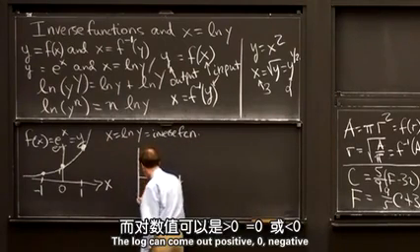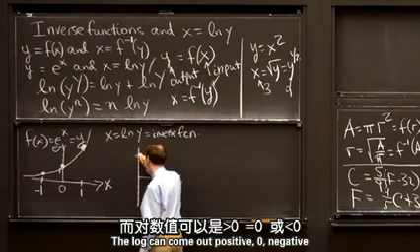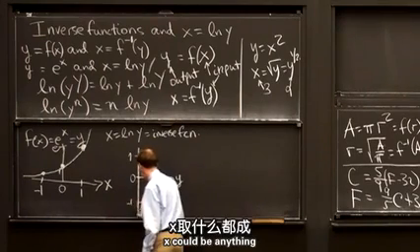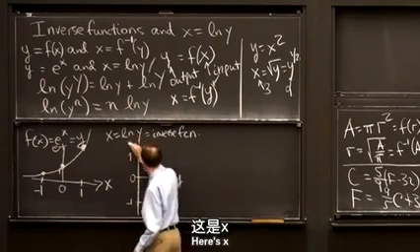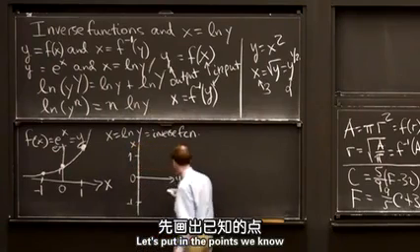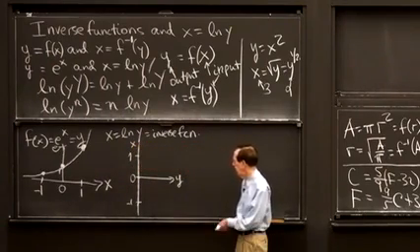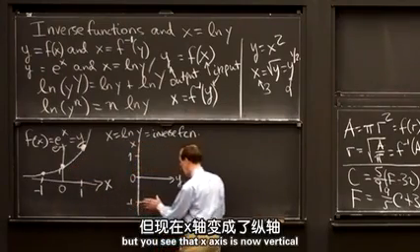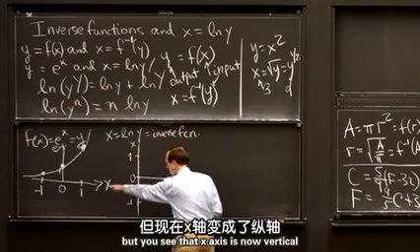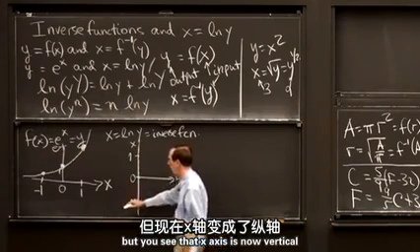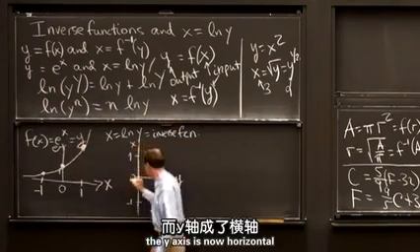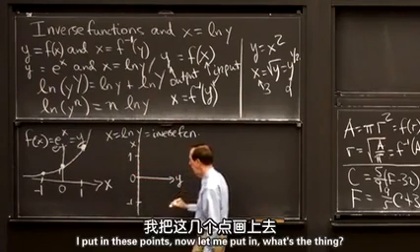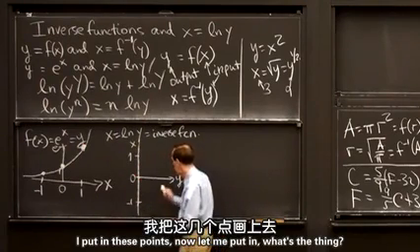The log can come out positive, 0, negative. X could be anything. Here's x. Okay, let's put in the points we know. They'll be the same 3 points as here, but you see that the x-axis is now vertical, the y-axis is now horizontal. I put in these points.